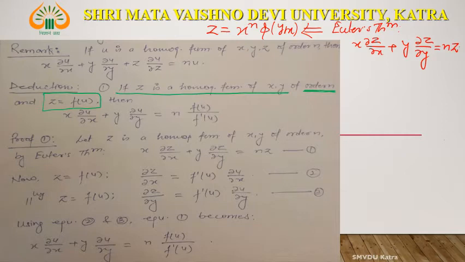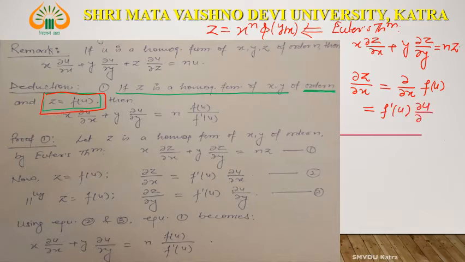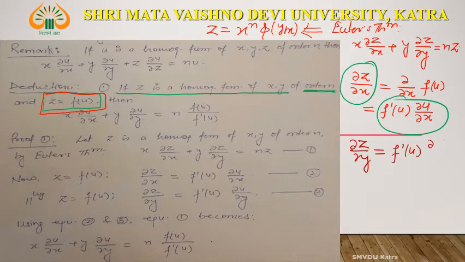Now, it is given that z is equal to a function of u. If z is equal to f of u, then what is del z by del x? Del z by del x is equal to del by del x of f of u. What is the derivative of f? It is f dash u. And what is the derivative of u? Del u by del x, right? Similarly, del z by del y is equal to f dash u del u by del y, right?